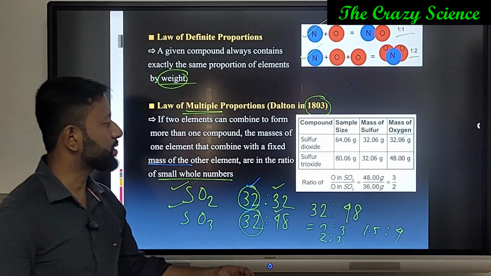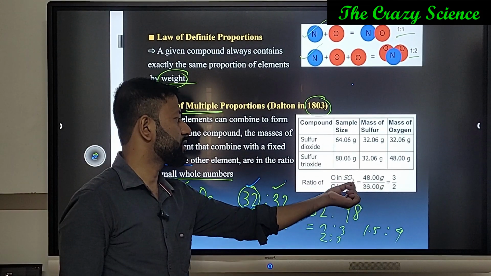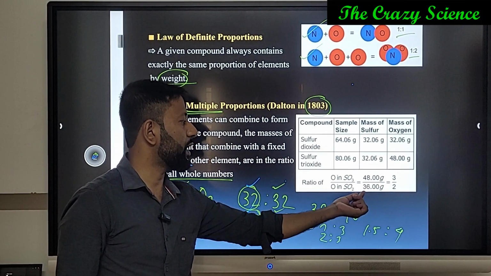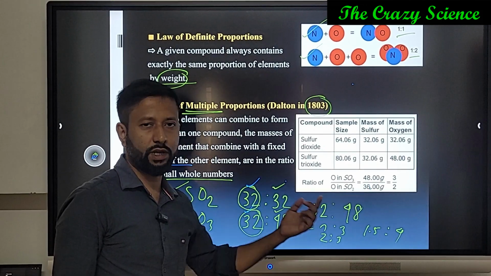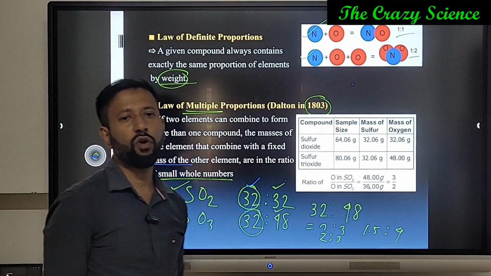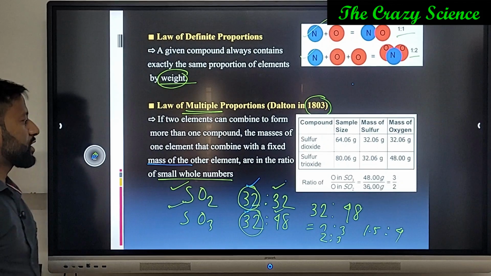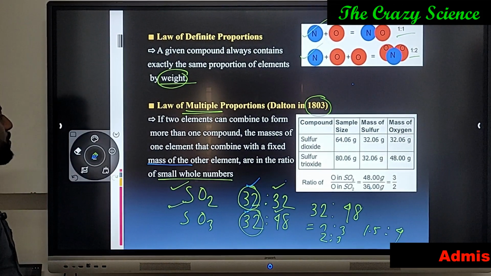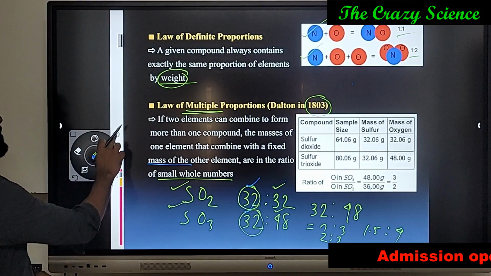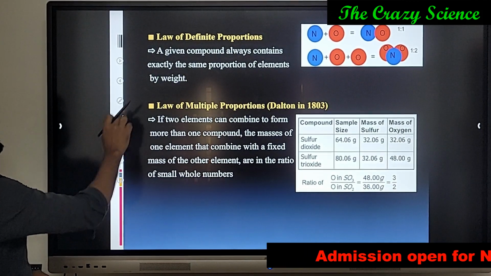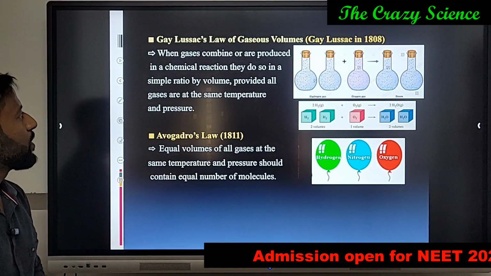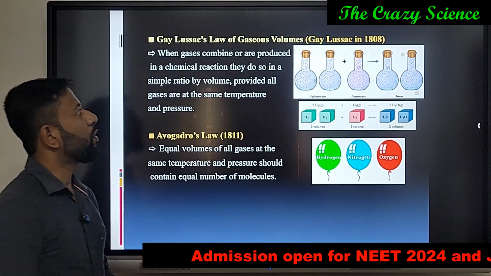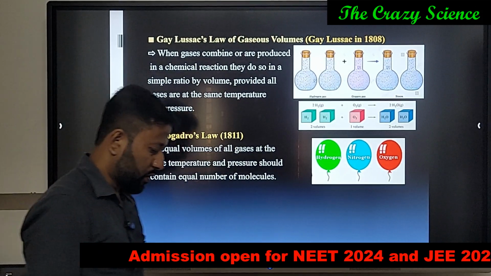So here I have checked that sulfur is fixed, whereas the amount of ratio of oxygen, basically two oxygens, they are in a simple whole number ratio. So that's about my multiple proportions law. Now, if I proceed towards our next law, that is Gay-Lussac's law of gaseous volume.